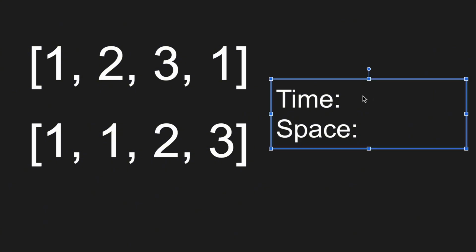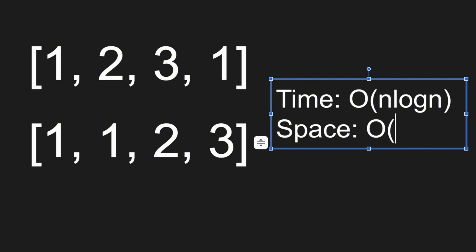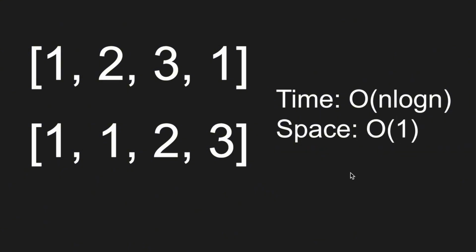So even though going through the array will only take O of n time, sorting the array would take O of n log n time. So that would be the time complexity, O of n log n. And the space complexity will still be constant because we are not using any extra space. Even though this method is slightly more efficient, there is still a better way to solve this problem.